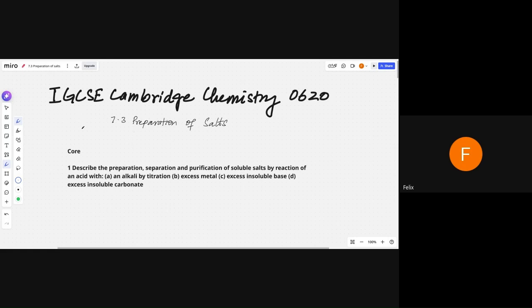Okay, so in our previous lesson, 7.3 Preparation of Salts Part 1, we discussed in detail how to prepare salts by using these different methods: A, alkali by titration; B, excess metal; C, excess insoluble base; and D, excess insoluble carbonate. So now in this lesson, we will be looking at the solubility rules.